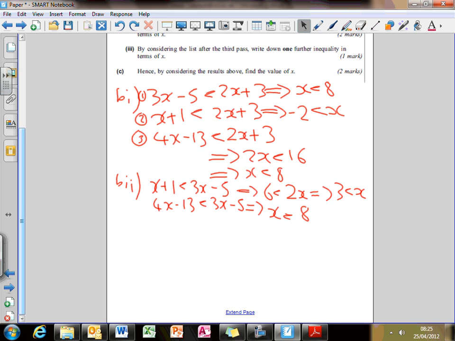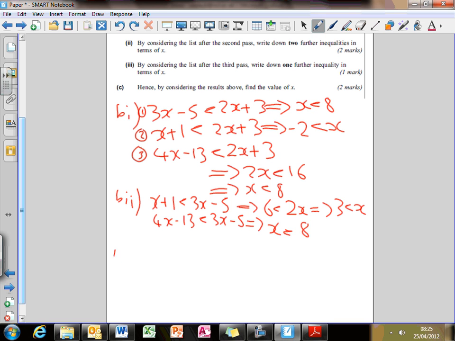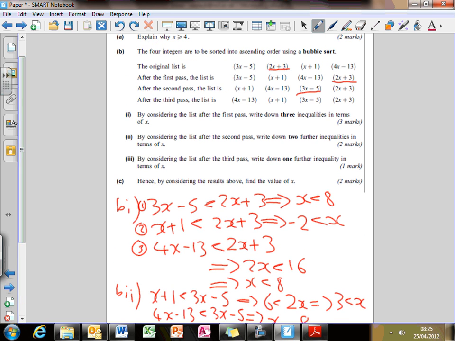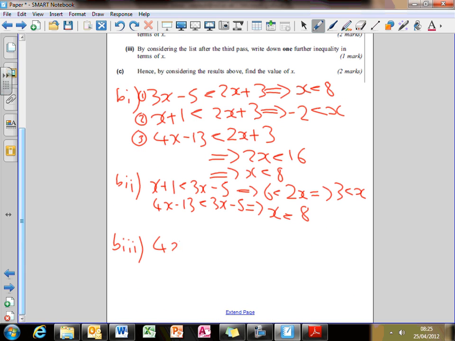Finally, B part 3. Let's have a look. Oh yeah. So we know that 4x minus 13 is less than x plus 1. Simple as that. Take away x from both sides, you get 3x is less than, add 13 to both sides, 14. Oh, this is looking promising. So x is less than 14 over 3.